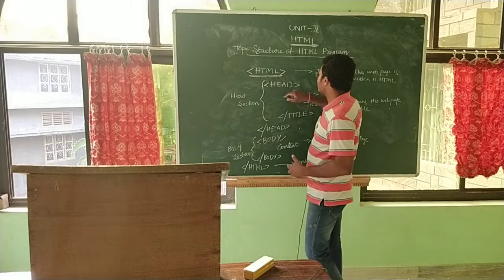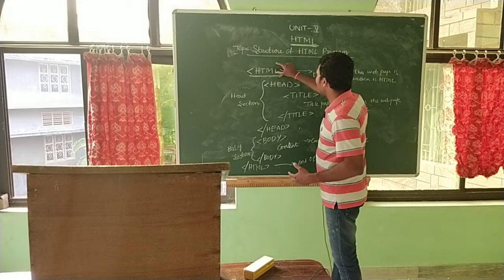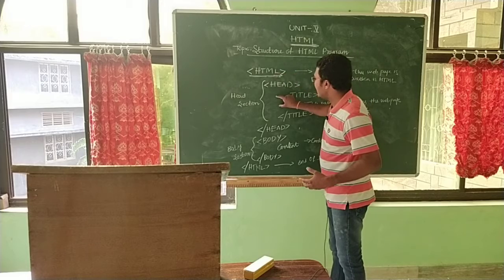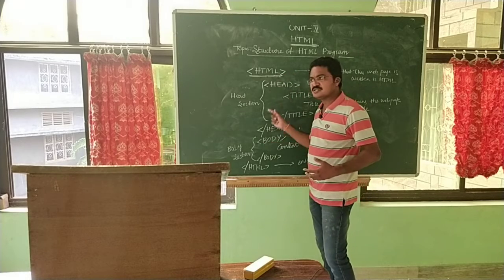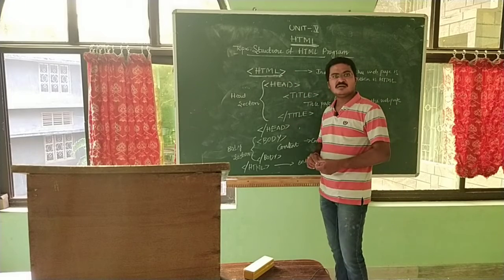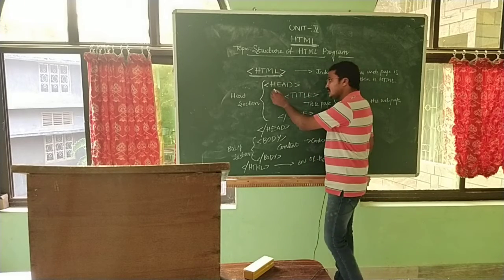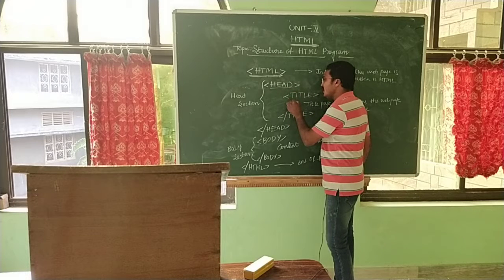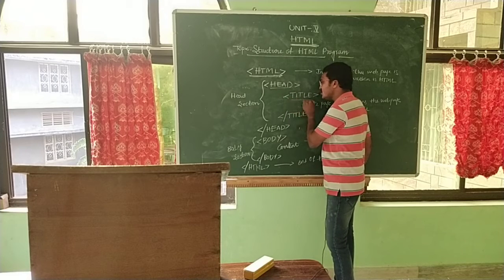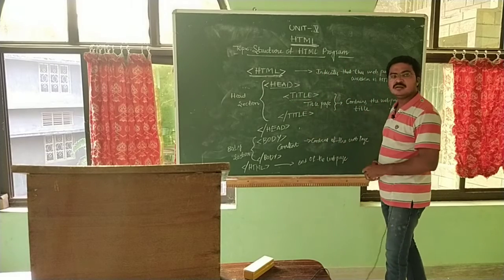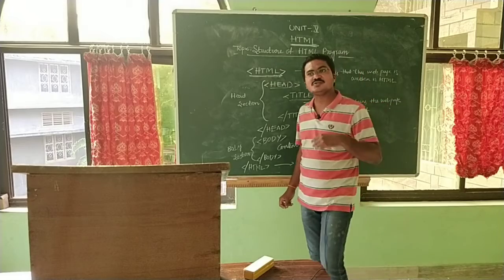Once the HTML tag is created, inside it two different sections are present. One is called head and the second is called body. The head section starts with the head tag. In between the head tags we have one subtag, called the title tag. So what is a title? The title means what type of web page you want to create.